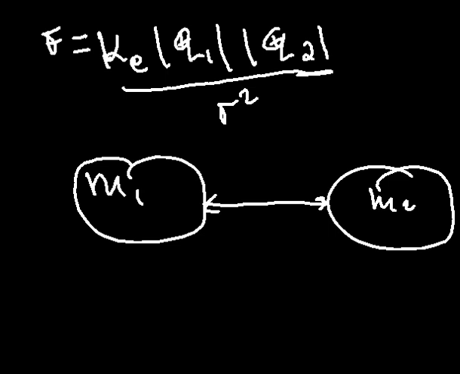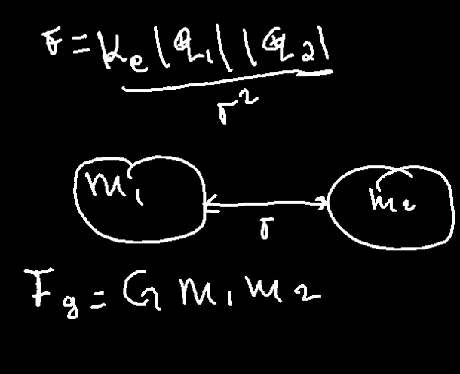According to Newton's universal law of gravitation, there is always a force of attraction between the two masses. How can one calculate that force? The force of gravity is given as the gravitation constant G times mass 1 times mass 2, divided by the separation distance r square. So this one too obeys the inverse square law.